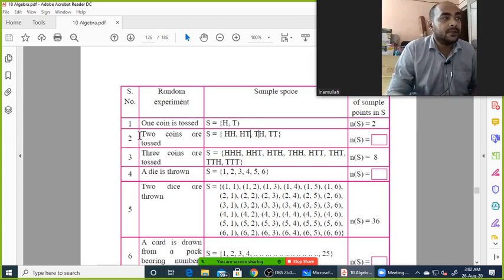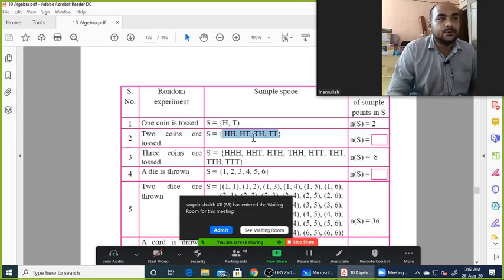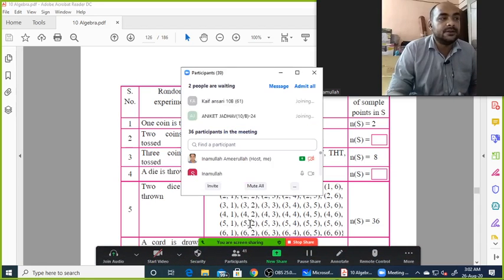Same way, if you toss two coins together or one coin two times, then what are the possibilities? So these are the possibilities which is called random experiment. That is head-head, head-tail, tail-head and tail-tail. So total number of possibilities in this case are four.